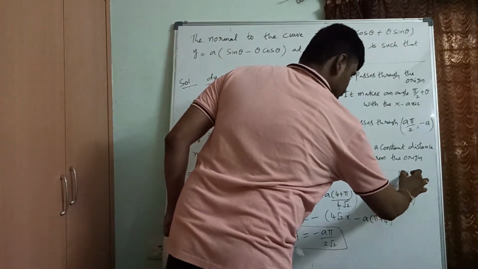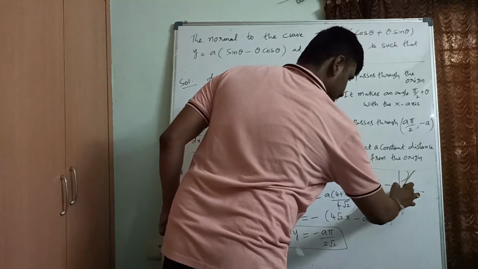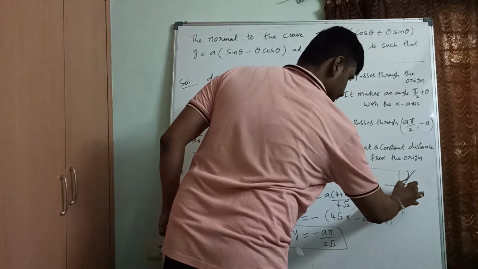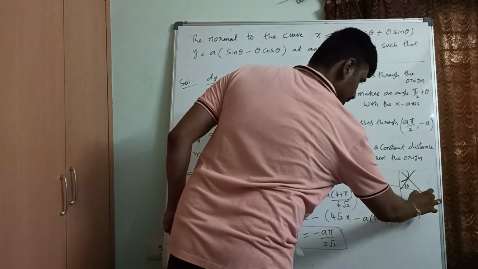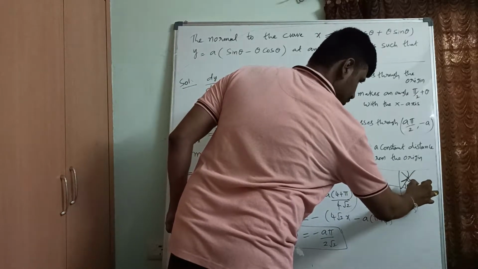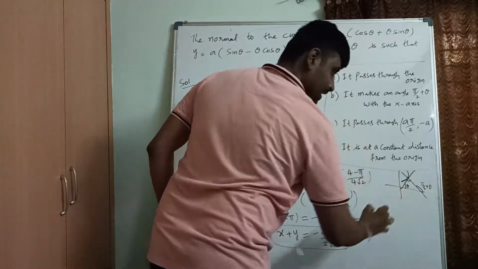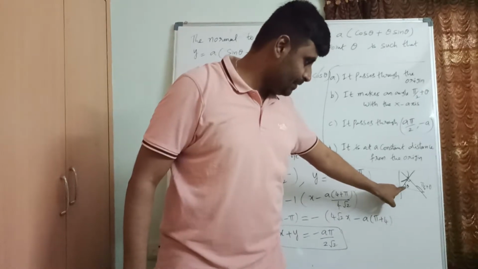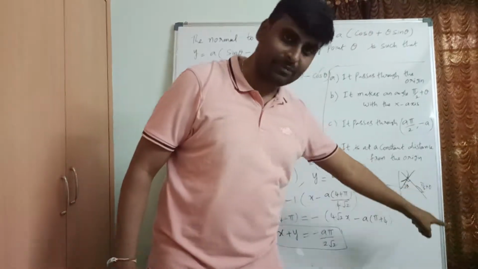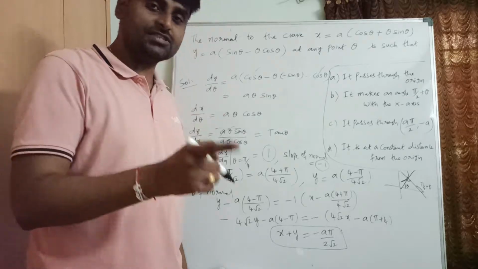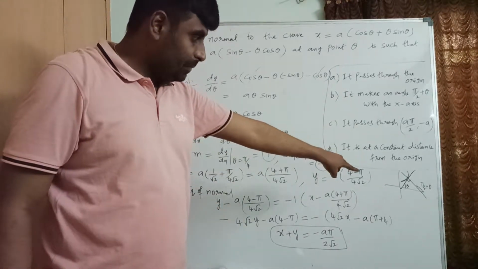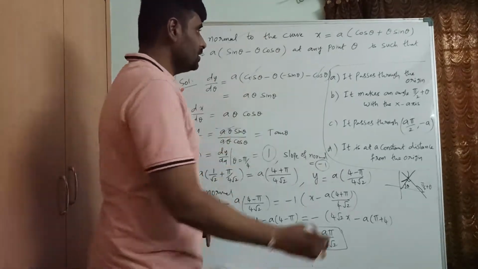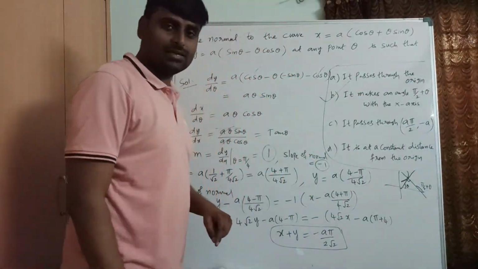See, whenever tangent makes angle theta here, then normal makes pi by 2 plus theta. That we have discussed already in the previous video. Whenever tangent makes theta angle, pi by 2 plus theta will be the outside angle, which is made by normal. Correct? So this is the result.